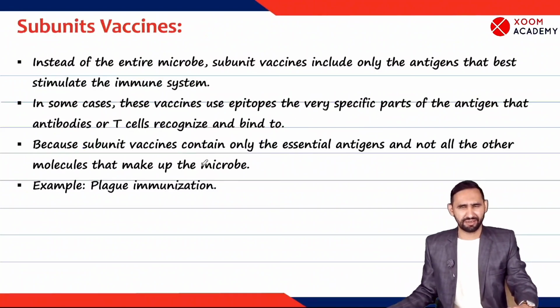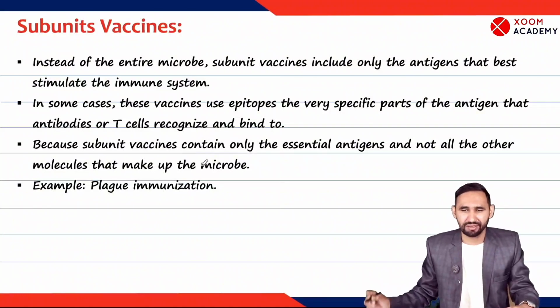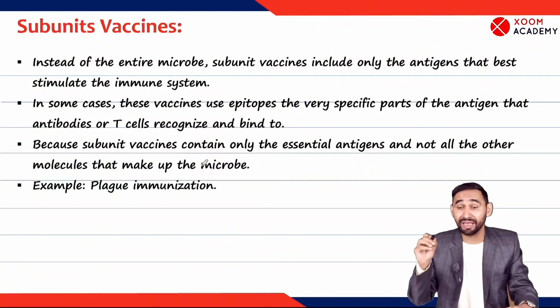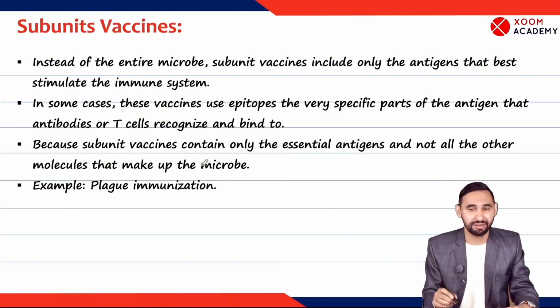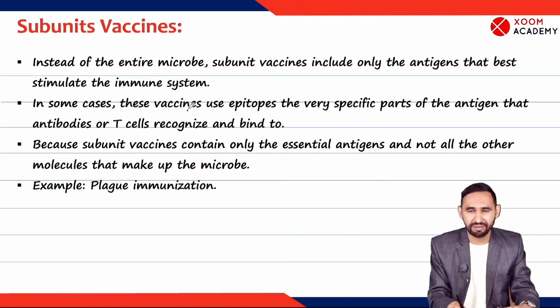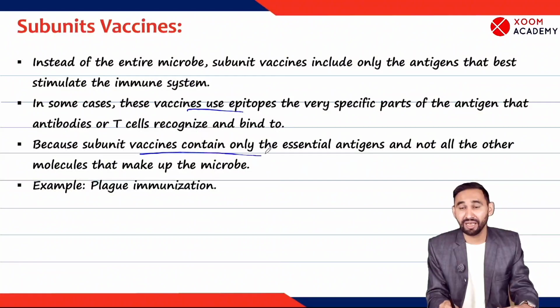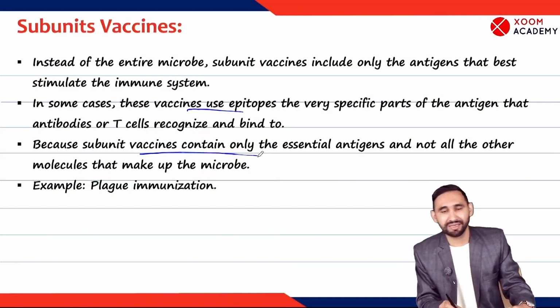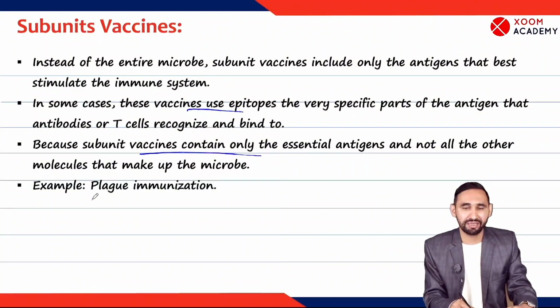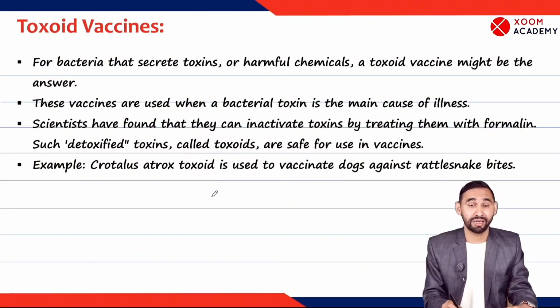What are subunit vaccines? Sometimes we don't use the entire microbe. Subunit vaccines include only antigens that are the best stimulus. The best stimulus antigens are selected to boost the immune system. In some cases these vaccines use epitopes, because subunit vaccines contain only essential antigens. Other antigens are not present, like in plague immunization. Subunit vaccines are used.